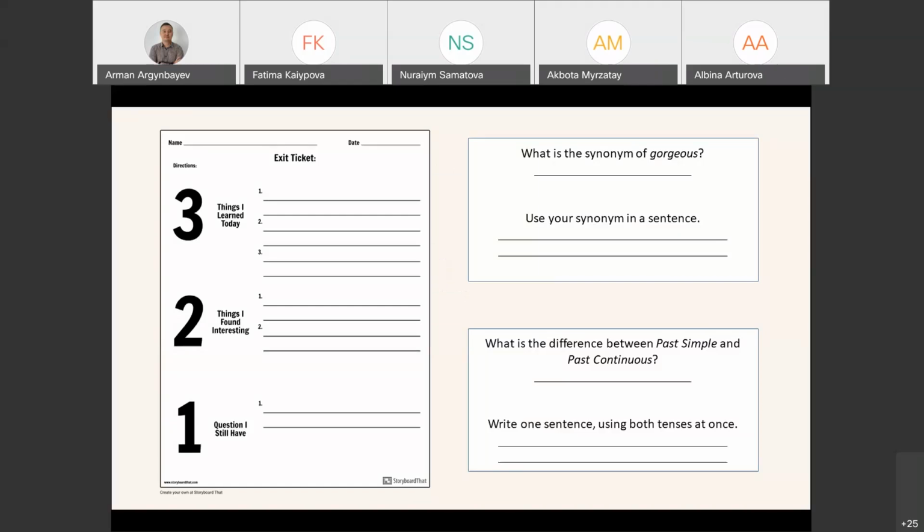Right, so a very nice exit ticket. It might take longer than 3 minutes. It might be 5 or 7 maybe, but I think it's worth it.